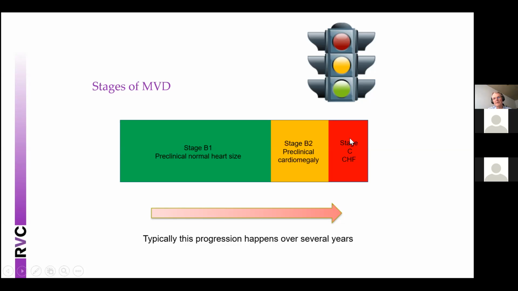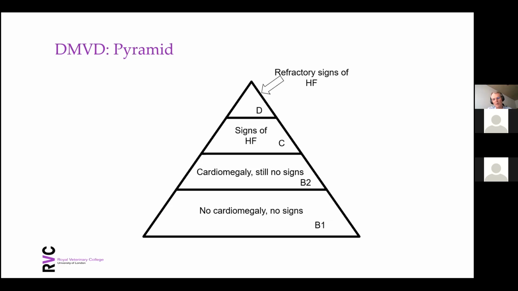And what we were very interested to know was, is there any medication that we can effectively administer in stage B2 of the disease that will delay the progression of animals into stage C of the disease? And if you look at a population of dogs with this condition, it's sort of a pyramid size because of the relative duration of the different stages of the disease.